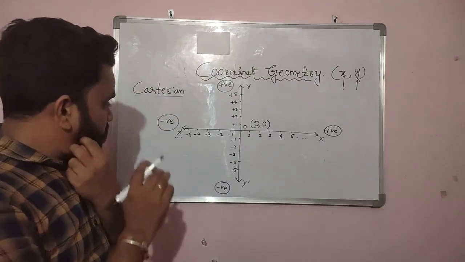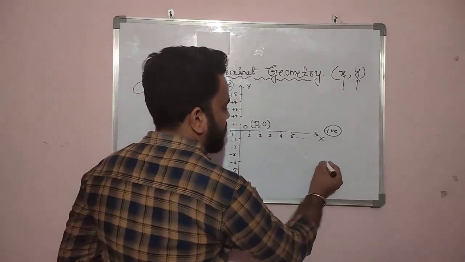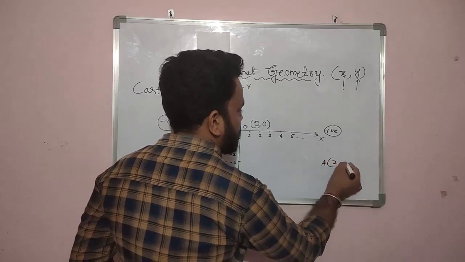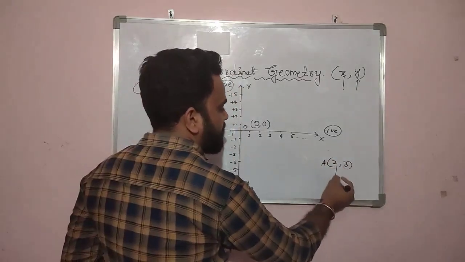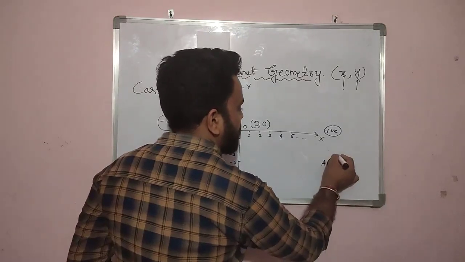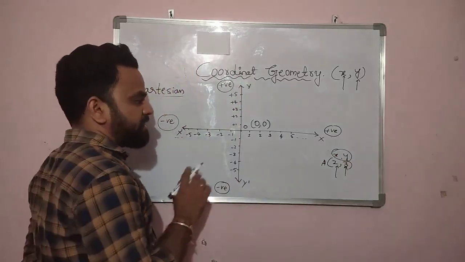So in this, if you want to locate a number, for example, just now what we took, I will take an alphabet A, a point which is having coordinates 2 comma 3. If this is having coordinates 2 comma 3, what this indicates is x will be 2, y will be 3. As I said, it will be in the form of x comma y.